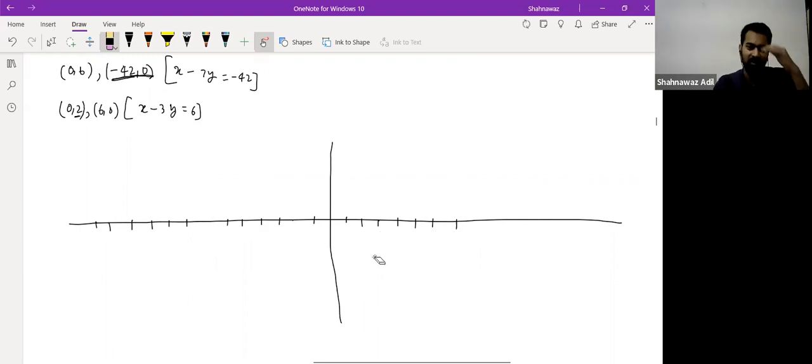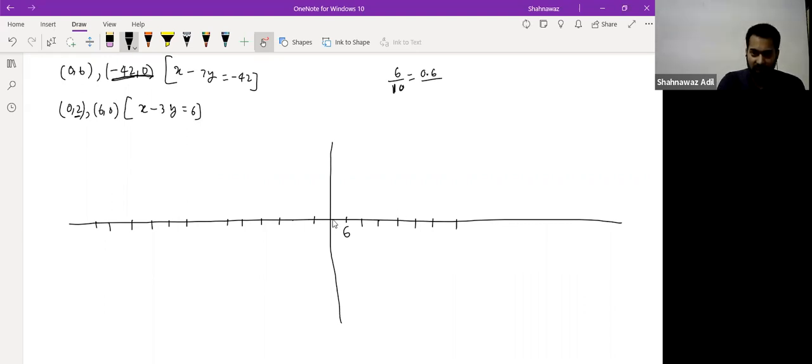So in your graph you have a big box and some small boxes, right? Let's take one big box equal to 6. So one big box is 6. What will be the value of one small box? 6 by 10, since there are 10 small boxes. So that will be 0.6.